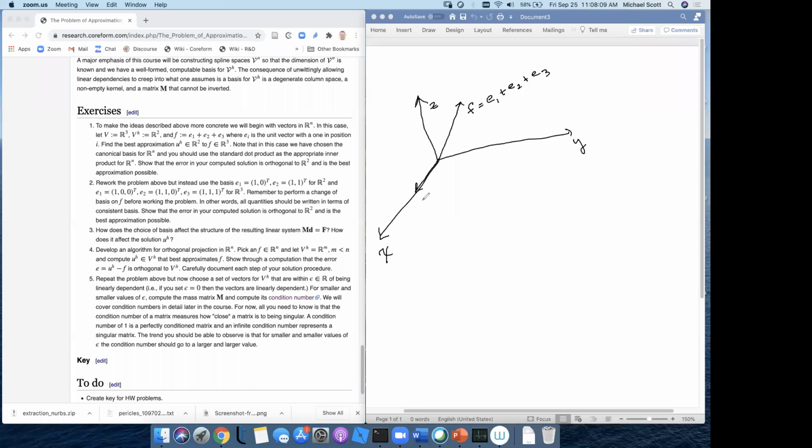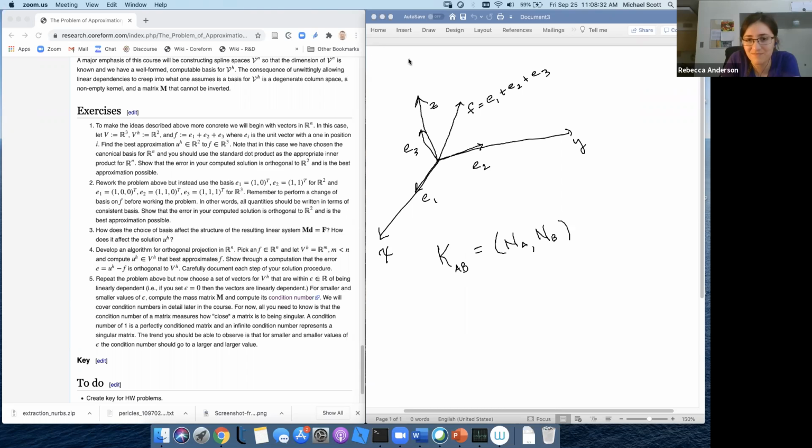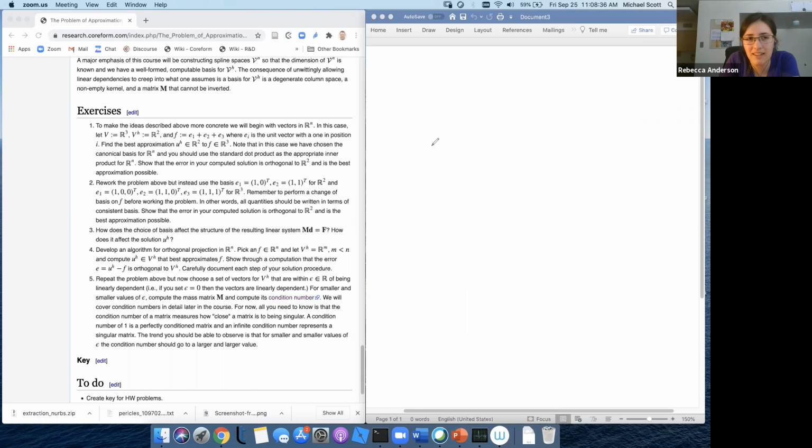Okay. So what notation are you struggling with specifically? I think it's this notation where K_AB is the inner product of N_A, N_B, or I guess we called that M, didn't we? Mm-hmm. I don't know what to make of N_A and N_B.